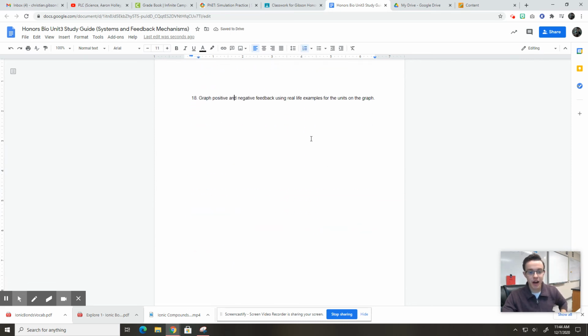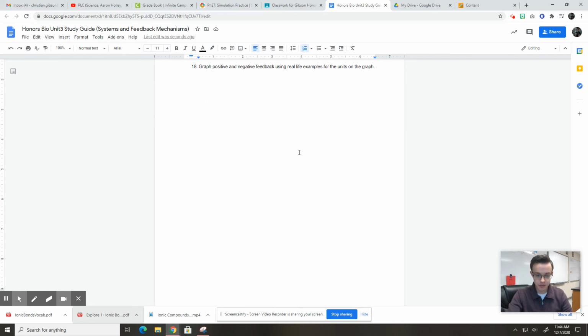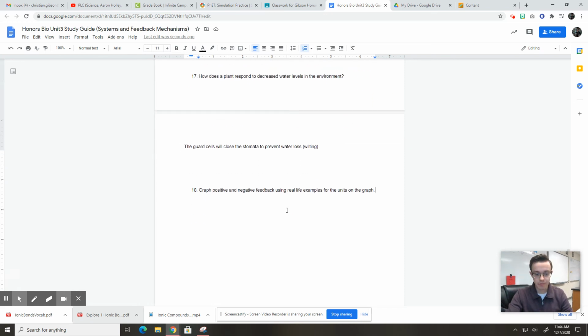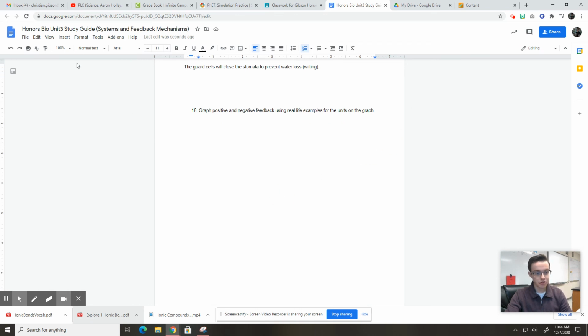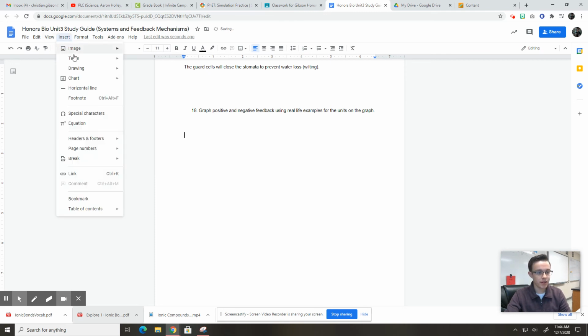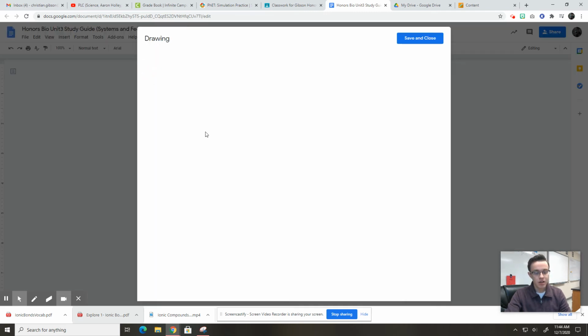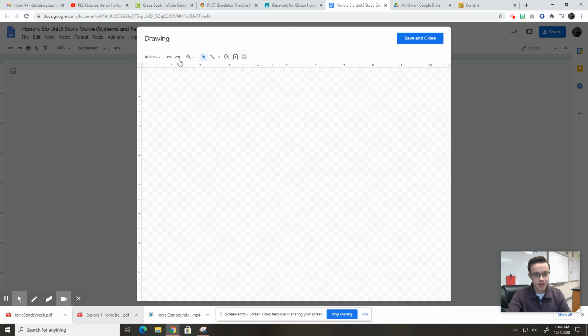Number 18 says graph positive and negative feedback using real life examples for the units on graphs. All right, so let's do that. This is our last one. I'm going to try and do this really fast for you guys. So again, if you want to insert a drawing, pick where you want it to go, hit insert, hit drawing, hit new. So you probably remember from the CERs what these look like. So we're going to have lines. There's one line, there's my y-axis, there's my x-axis. Let's just do positive first.